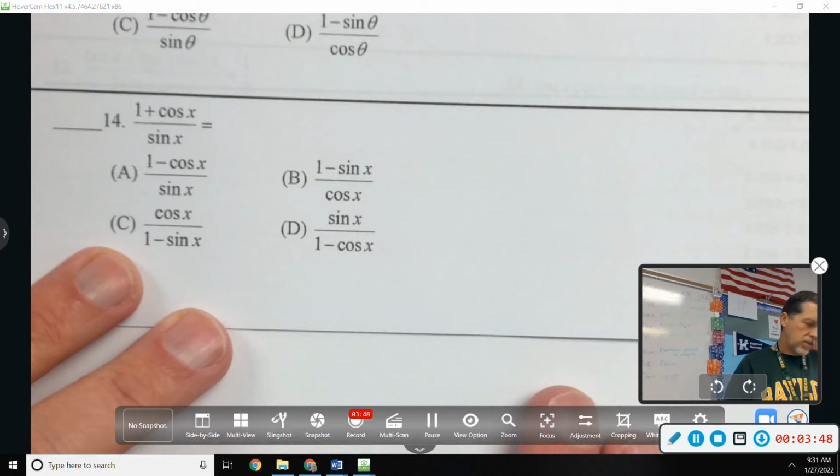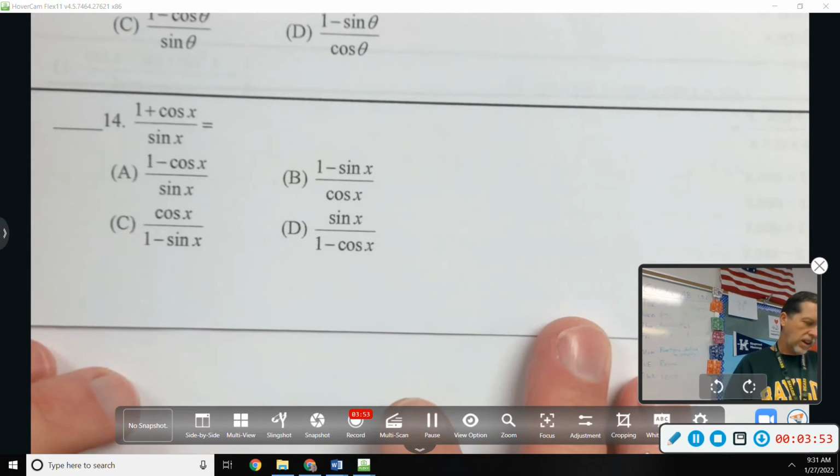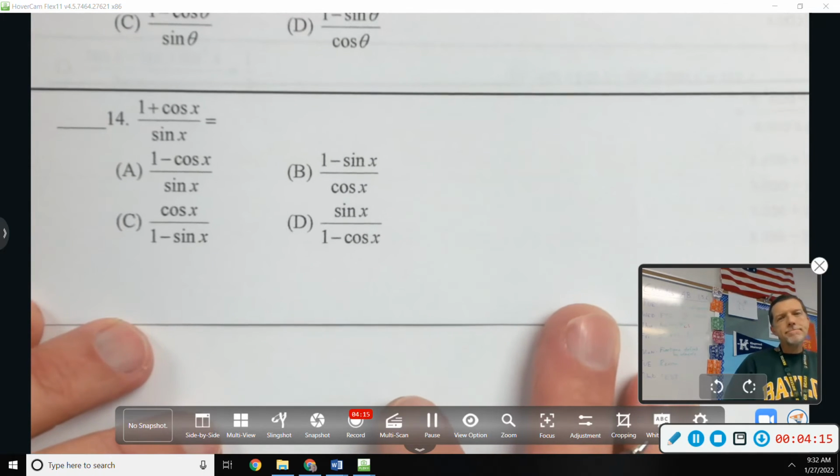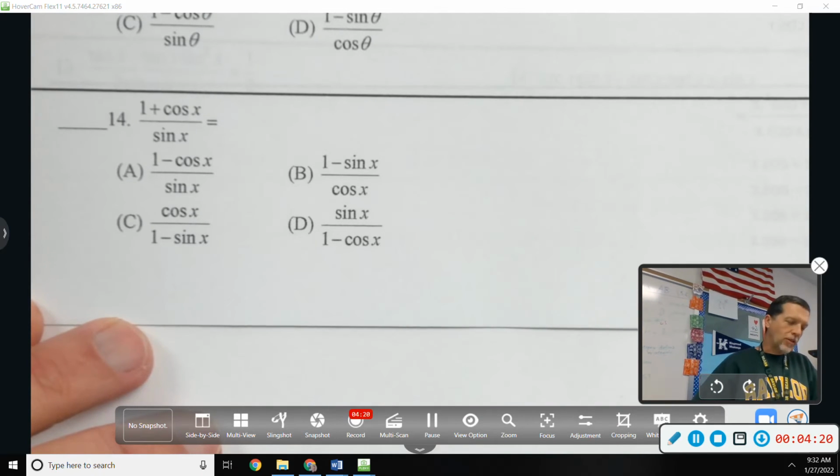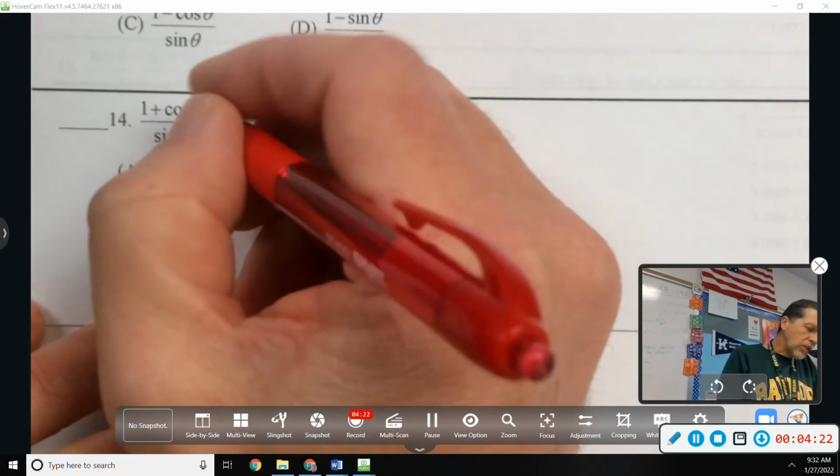So there's nothing obvious to do. It's already in terms of sine and cosine. This one, there's 2 ways to go. So this is one of those where you probably need your teacher to do it in order for you to know how to do future ones. There's a trick we do on some of these.